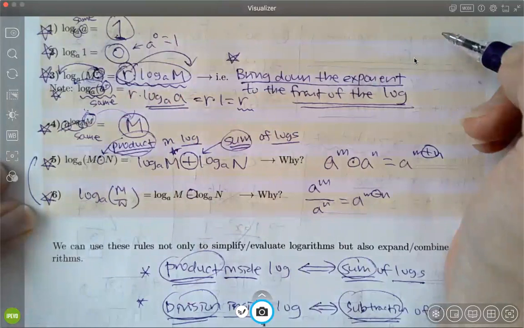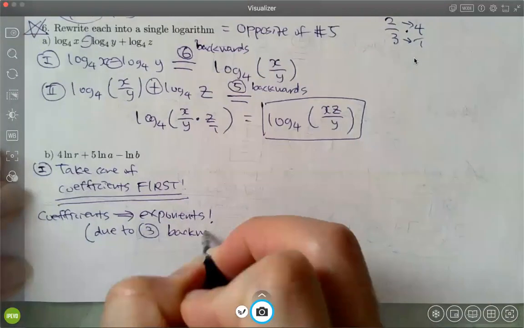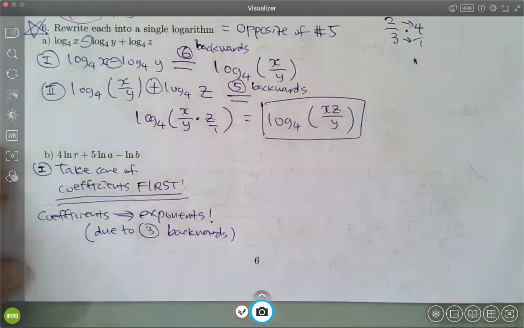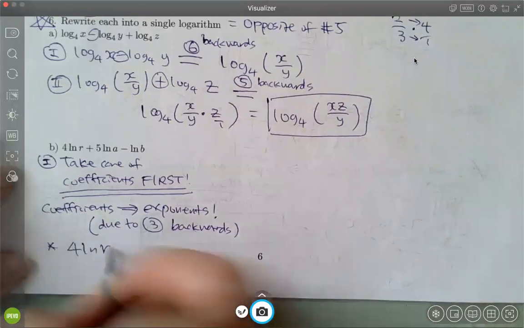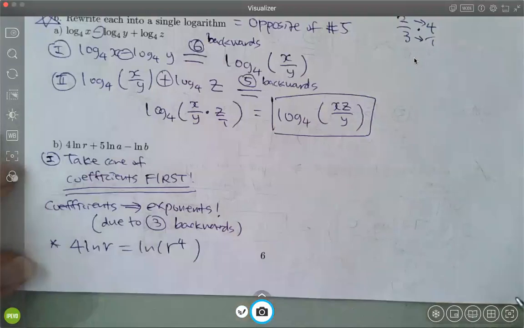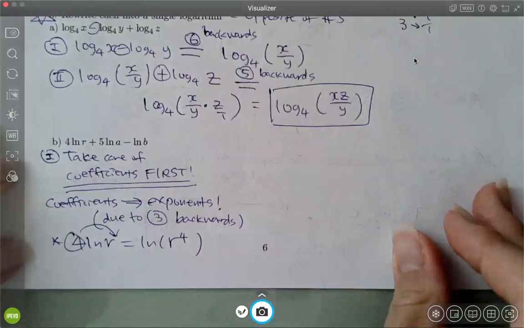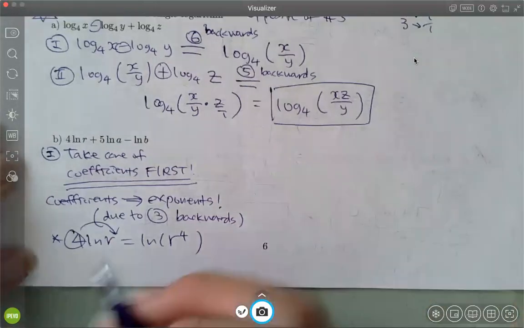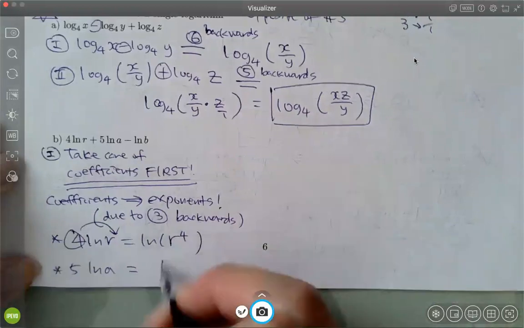Okay, so what does that mean? First, the 4 ln r. So what does that mean? Ln r to the 4, right? You take the coefficients and you are sending it back within the log. And then 5 ln a becomes what? Ln a to the 5th, right?